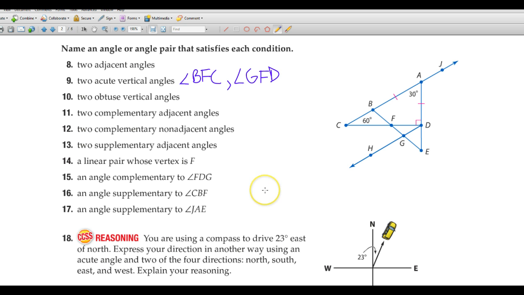Number 11, two complementary adjacent angles. So we want adjacent angles that add up to 90. Since we have a right angle on this side of the line, then the angles on the other side must also add up to 90. So angles FDG and GDE are complementary, and they are adjacent because they share this side and common vertex.